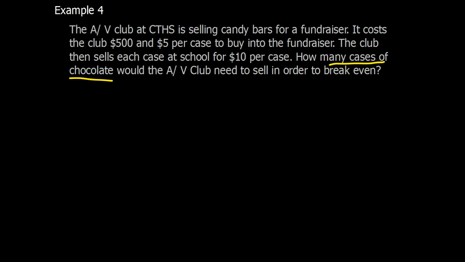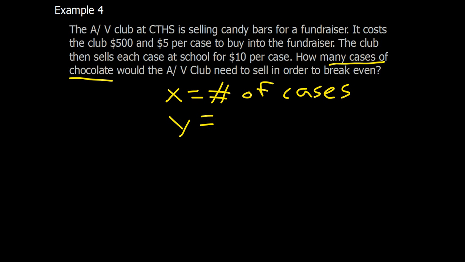Okay, so I'm going to start by labeling my variables. X, which is what I'm looking for, would be the number of cases of chocolate. And for Y, because we're looking at money, we're looking at how many of these cases we would have to sell in order to break even. I'm just going to say Y is total money, total cost.